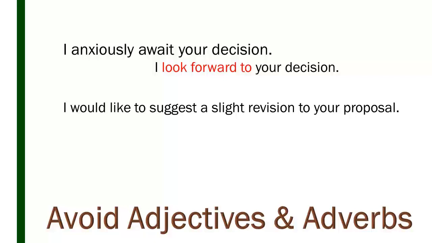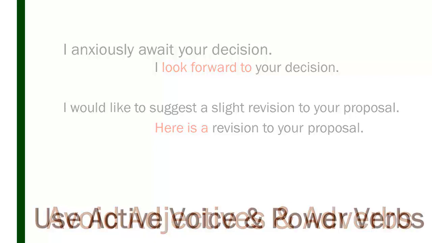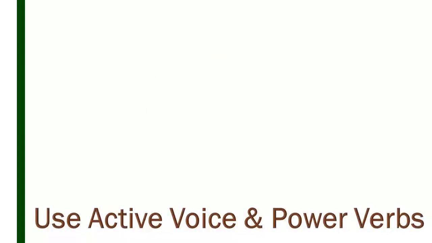I know what it is saying, but I know it can be said in a lot simpler terms if we get rid of an adjective and then break it down a little bit into simpler terms. Here is a revision to your proposal. Next, use active and power verbs when you are writing to your audience member.